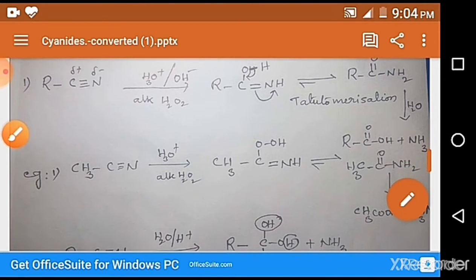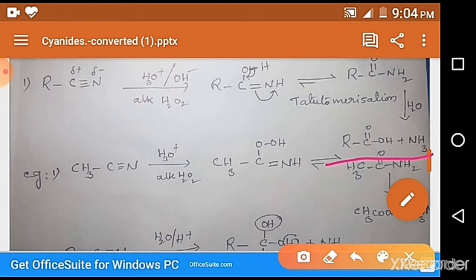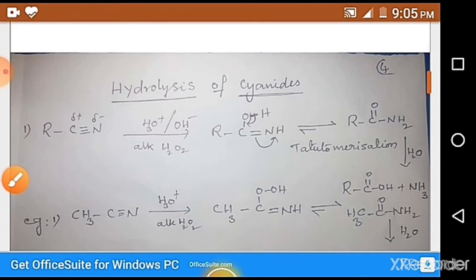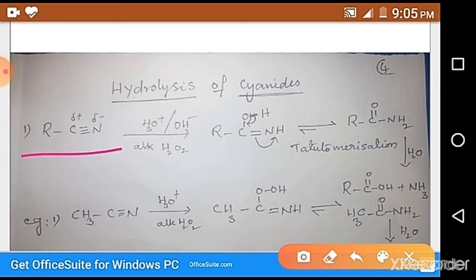Acids and ammonia. You see, this is the acid and ammonium salt. In acidic condition, we'll get the ammonium salt. In basic condition, we'll get ammonia. So what is happening here? Simply, first, the alkyl cyanide undergoes addition of water. So OH is added here, H is added here, and the triple bond becomes a double bond. So we will get this compound. On addition of water to cyanides, we get this type of enolic compound. We know enols undergo tautomerization to give this type of amides.